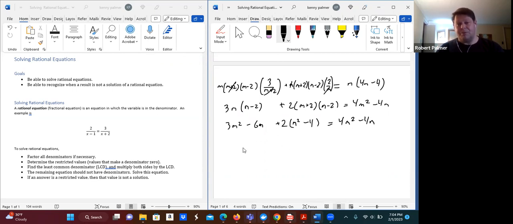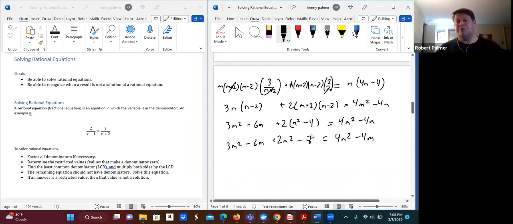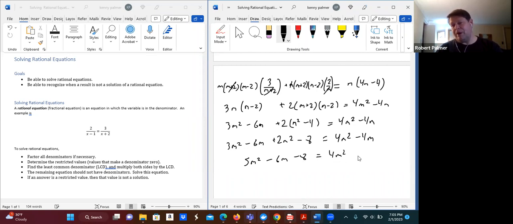Okay. Let's distribute this and combine our like terms. So we still have 3m squared minus 6m, plus 2m squared minus 8, is equal to 4m squared minus 4m. Now, once again, as a general rule, combine like terms on this side. So if we combine 3m squared and 2m squared, we have 5m squared minus 6m minus 8 is equal to 4m squared minus 4m. Okay, we're getting closer.